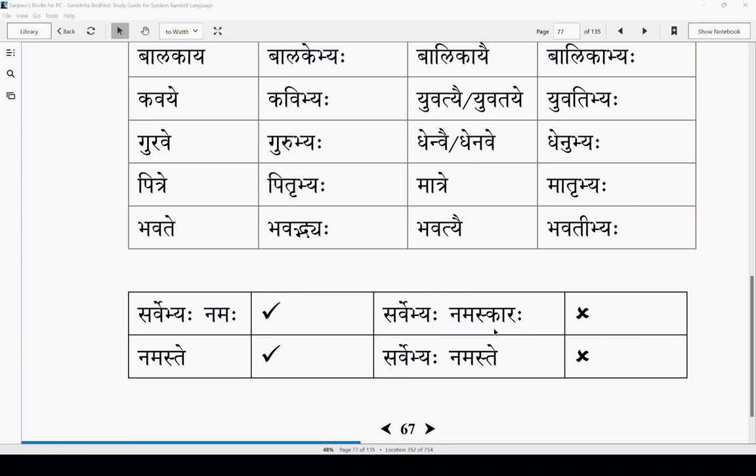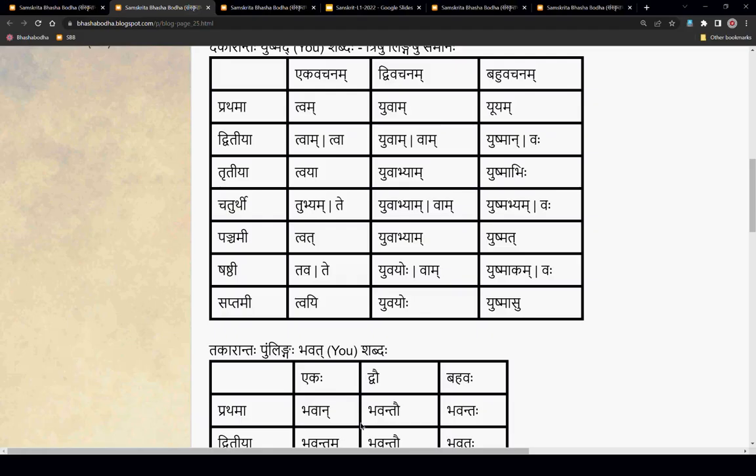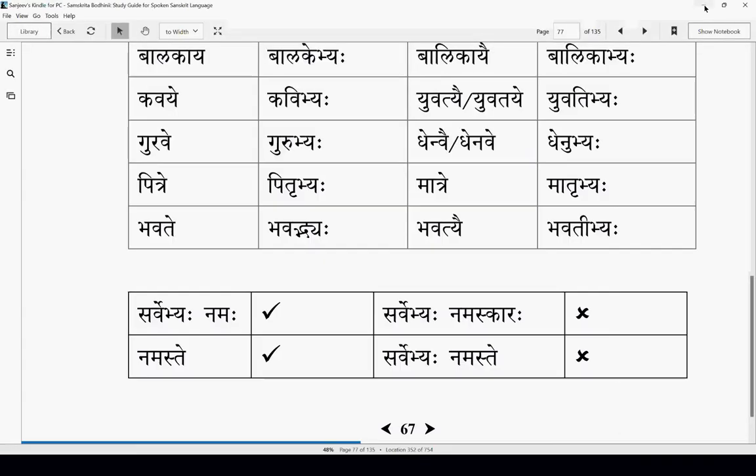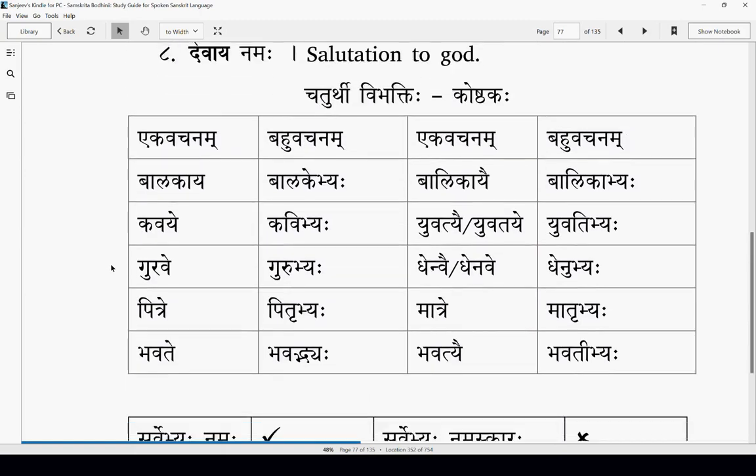If you want to use Namaskara, that is a different question. I have posted an article on that, on Namaskara and Namaha, in the same blog, which I'll send you a link to and you can read later. But for now, just avoid using Namaskara. Just stick with Namaha. So, any other question on chaturthi vibhakti?